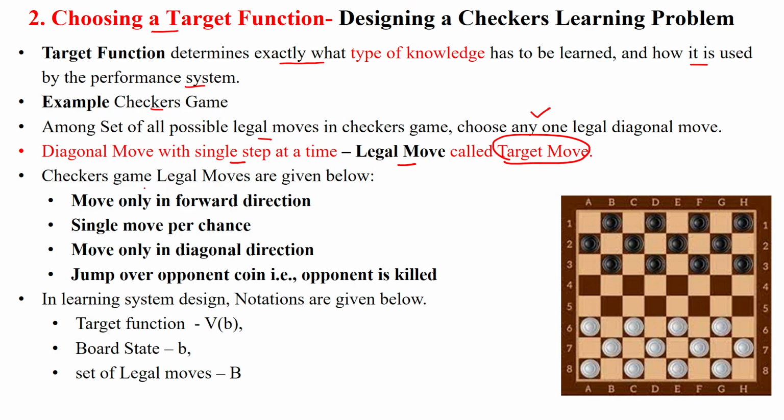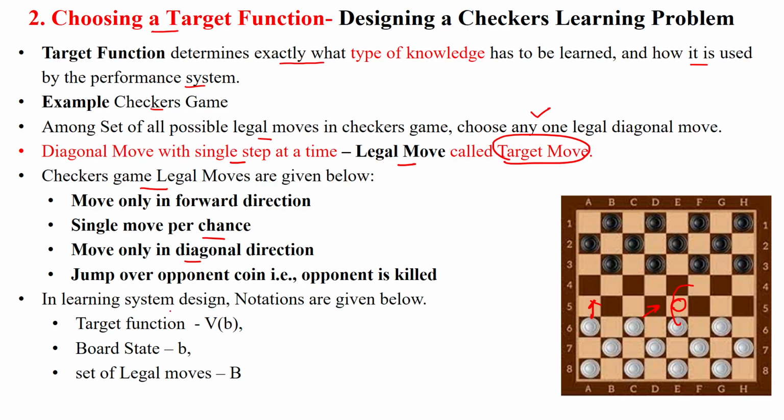So here the set of legal moves is given for the checkers game. Move only in the forward direction, with a single step move per chance. Move only in the diagonal direction, and jump over the coin when the opponent is killed. Suppose an opponent is available here, then this coin can jump over this to kill the coin.